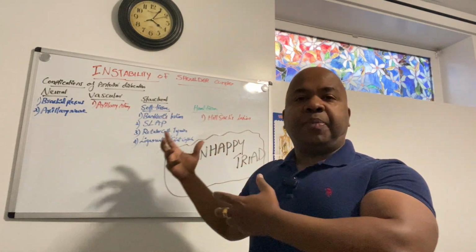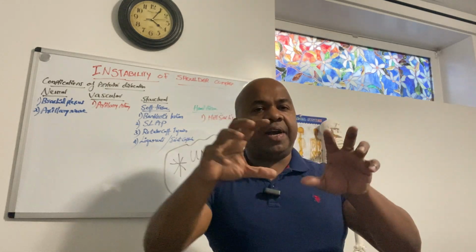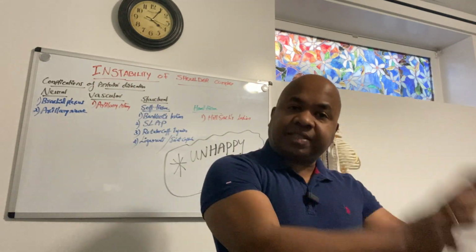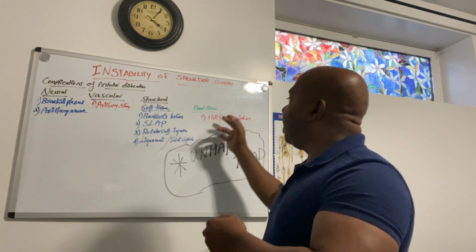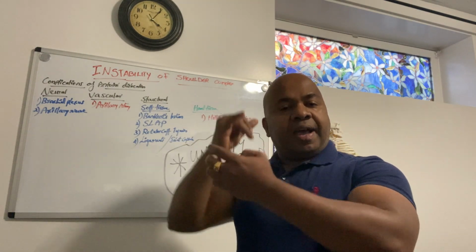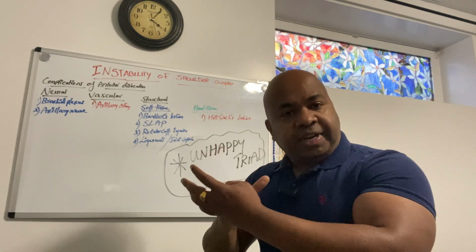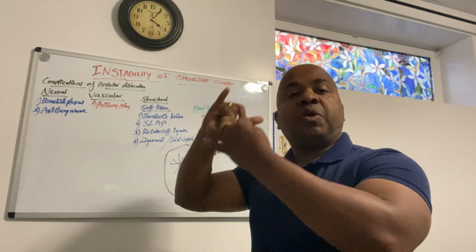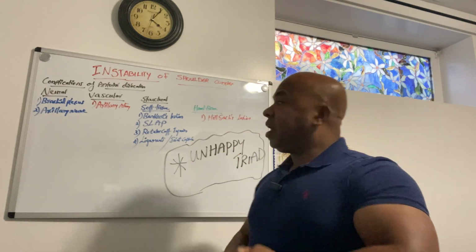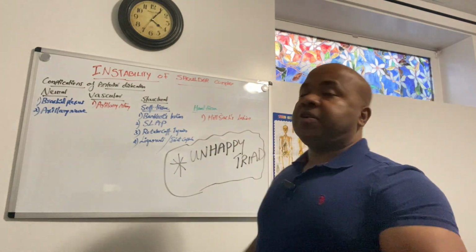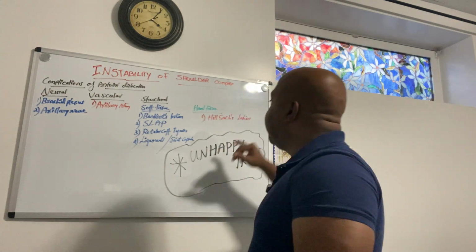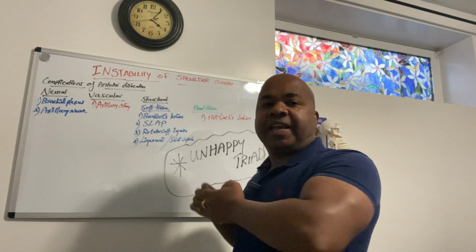What are the structural complications? I divided structural complications into two separate headings: the soft tissue structural complications and the hard tissue structural complications. The soft tissue structural complications are the Bankart's lesions, the SLAP injuries, the rotator cuff injuries, and injuries to the ligaments and the joint capsule. And the hard tissue complication is the Hill-Sachs lesion.